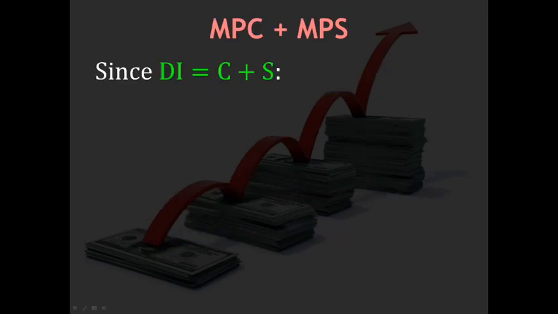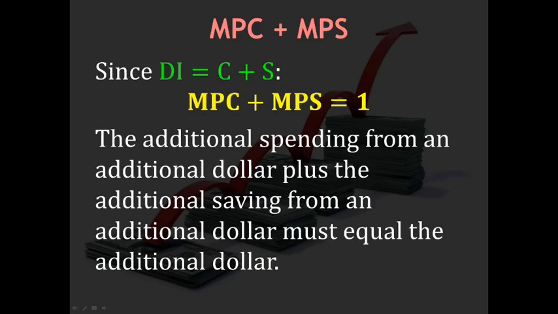So since disposable income is equal to consumption plus saving, the MPC plus the MPS has to equal 1. In other words, the additional spending from an additional dollar plus the additional saving from an additional dollar of income has to equal that additional dollar of income.